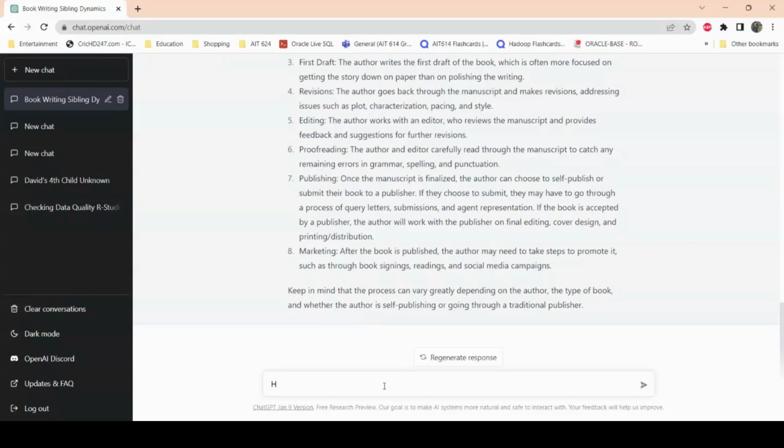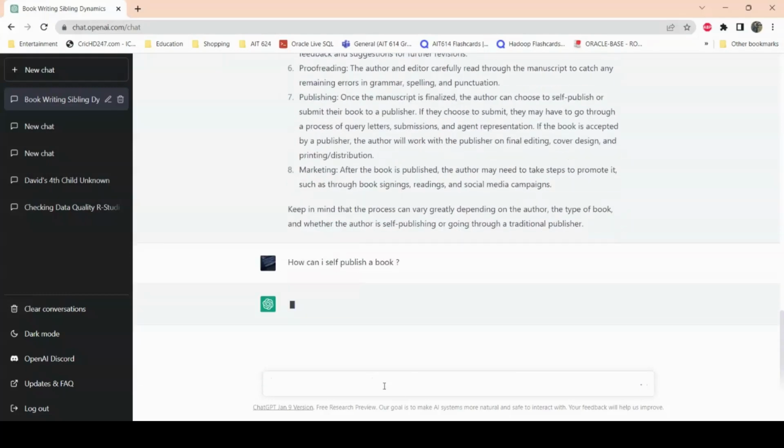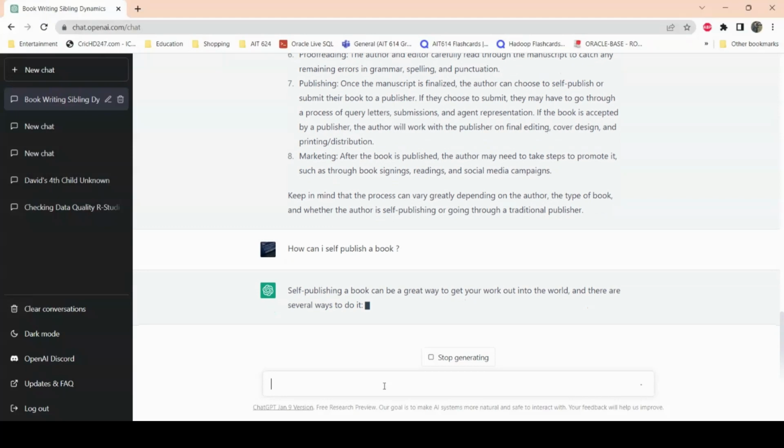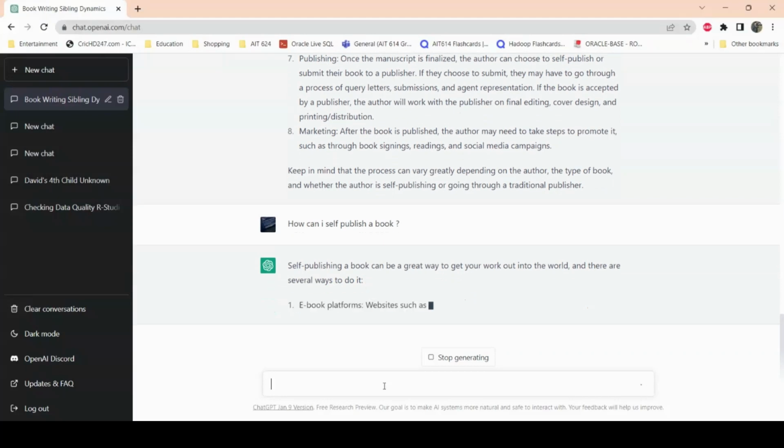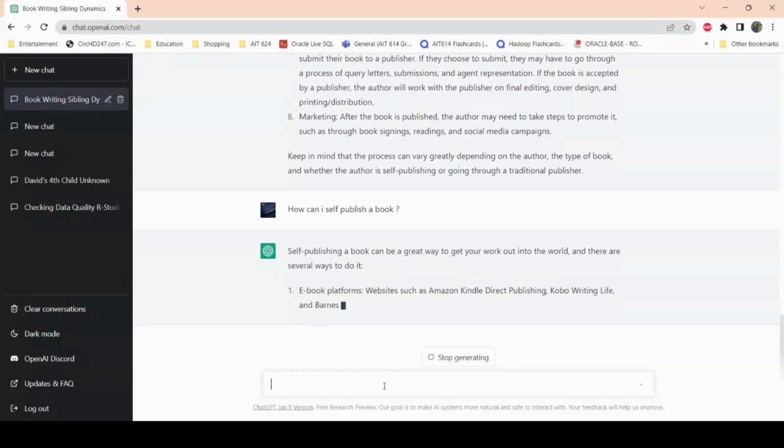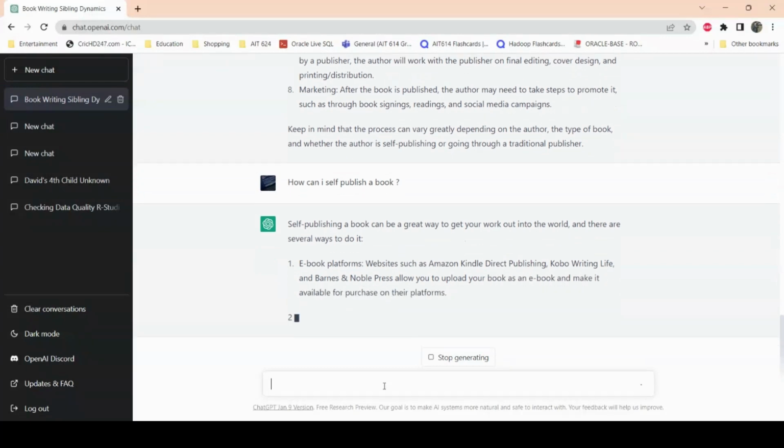We can ask how can I self-publish a book. So most of the new writers or creators kind of go through self-publishing. They can self-publish through Amazon or some of the other online platforms that provide it. Okay, so here are some of the platforms we asked about on how you can self-publish.